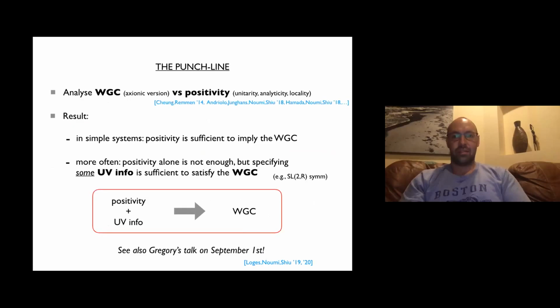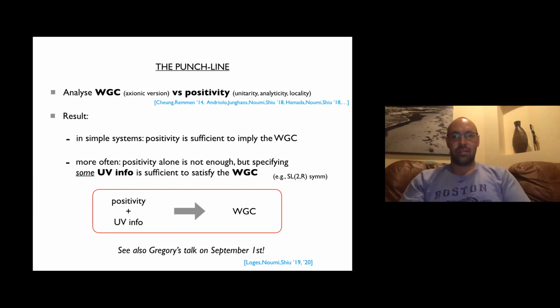If you take away something from this talk, it is the following punchline. We analyze the weak gravity conjecture in its axionic version against positivity conditions, and the result is that in some simple systems, positivity is sufficient to imply the weak gravity conjecture, but more often this is not the case. Positivity alone is not enough, but specifying some other ultraviolet information that the effective theory has to obey can be sufficient to satisfy the weak gravity conjecture.